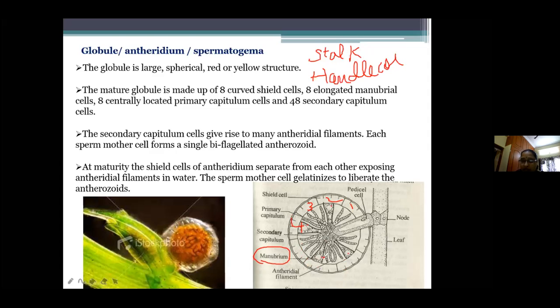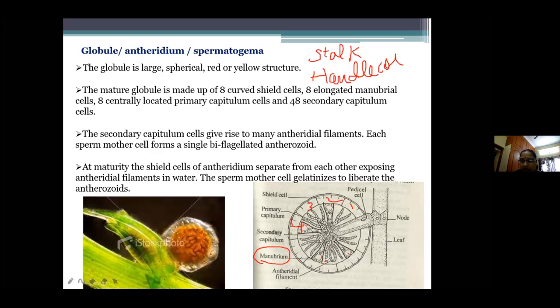These manubrial cells arise from each shield cell. See, this one is a shield cell. Second, one manubrial cell arises. See here, another manubrial cell. How is this formed? Each and every one of the 8 manubrial cells or handle cells arises from each shield cell.